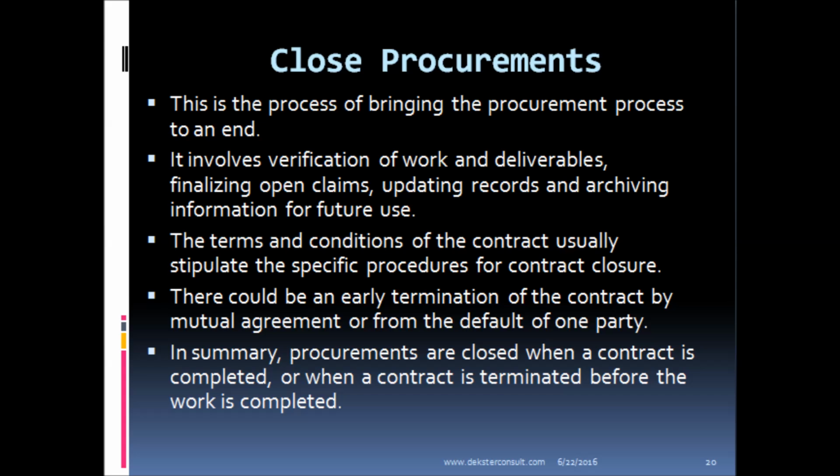Our final process is to close procurement. And this is the process of bringing the procurement process to an end. It involves verification of work and deliverables, finalizing open claims, updating records, and archiving information for future use. The terms and conditions of the contract usually stipulate the specific procedures for contract closure. There could be an early termination of the contract by mutual agreement or from the default of one party.